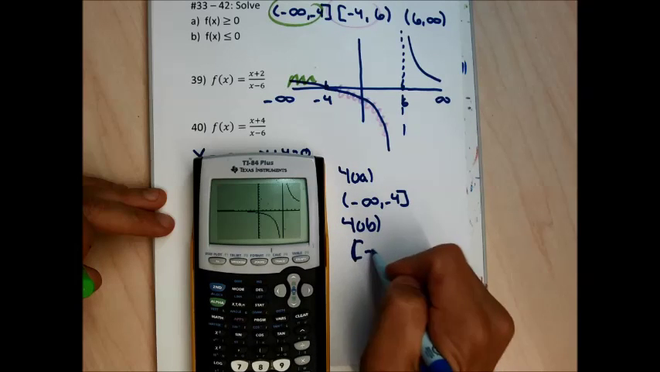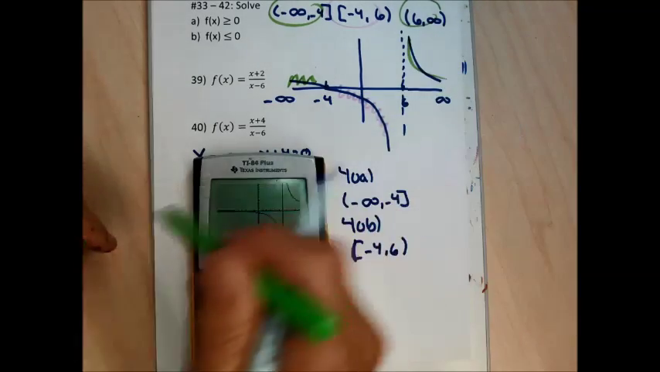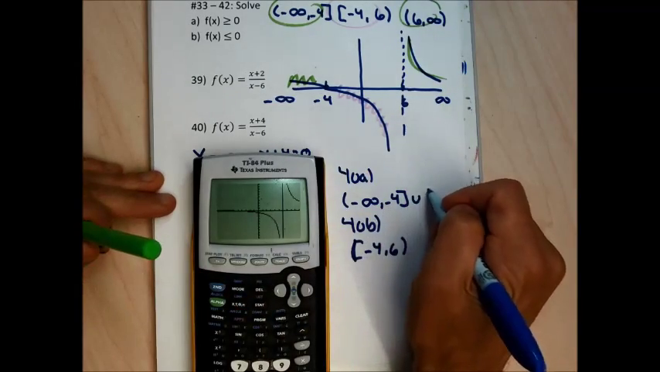Square bracket on the negative 4, round bracket on the 6. The last interval corresponds to that portion of the graph which is above the x-axis. It's going to go in my answer to 40a.